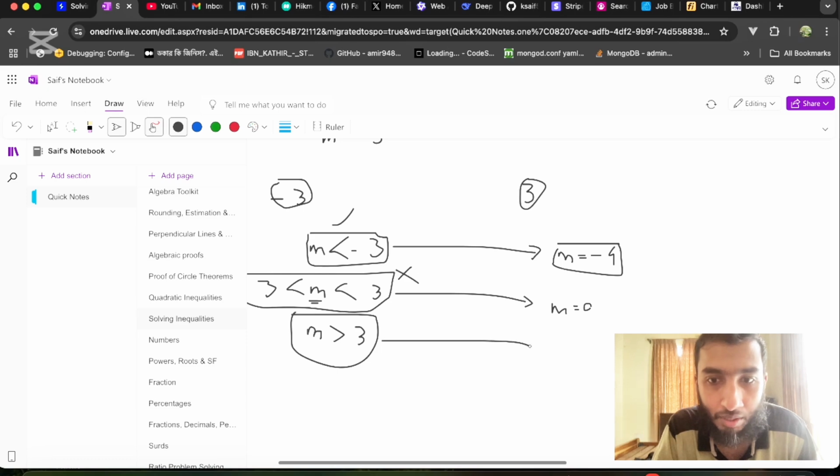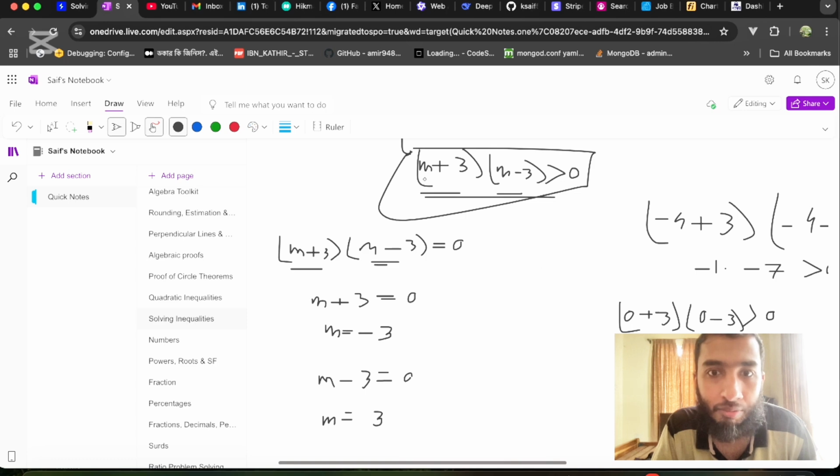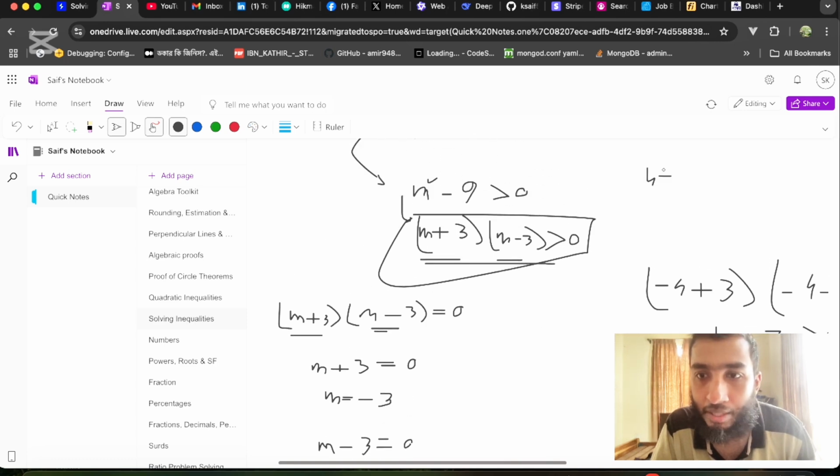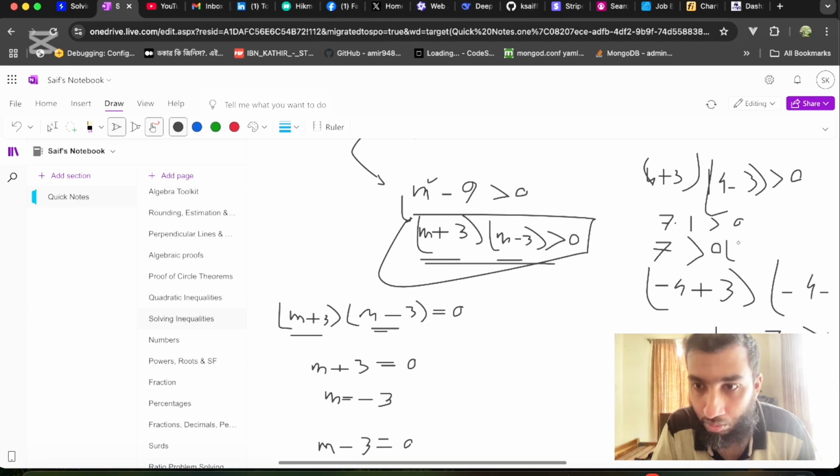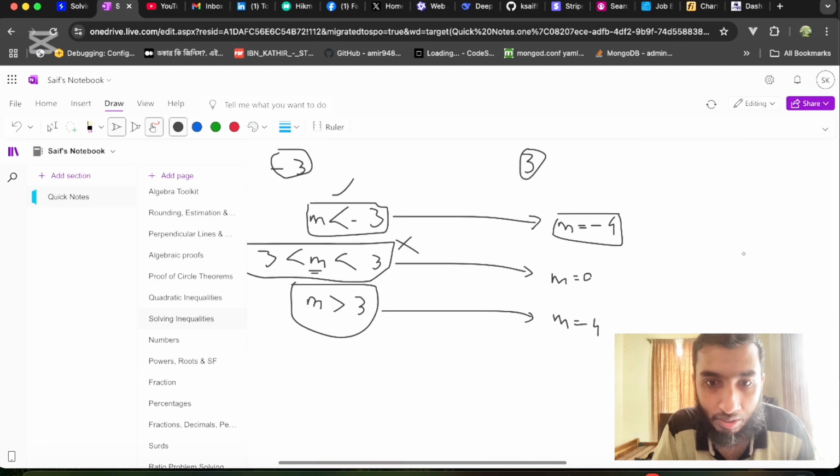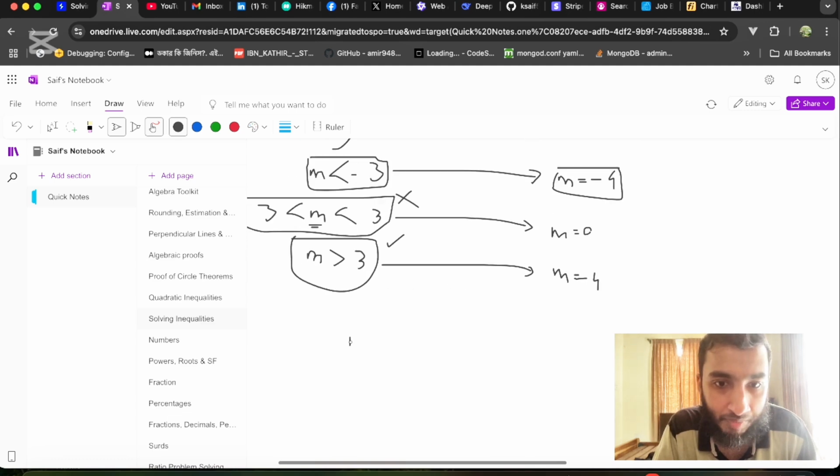Now if I try m greater than 3, let's say m's value is 4. If I apply 4 here, I get 4 plus 3 multiplied by 4 minus 3 is greater than 0. So I get 7 multiplied by 1 is greater than 0. So 7 greater than 0 is what? True. So this case is true. So m is either less than minus 3 or m is greater than 3.